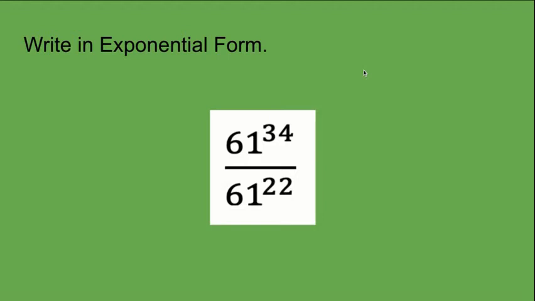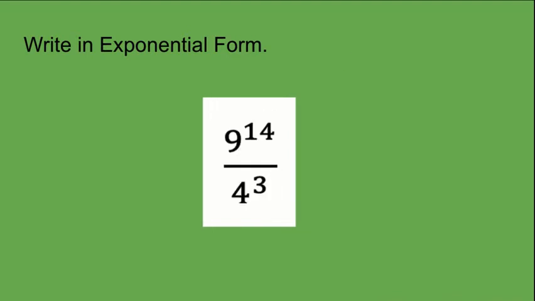Solve this one. Our bases are the same, so I would have 61 to the 12th power because 34 minus 22 is 12. 61 to the 12th power. Solve this one.